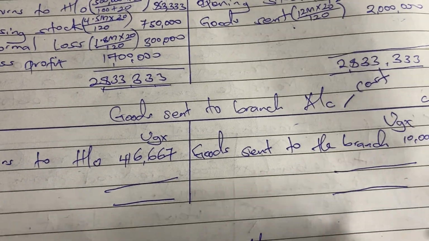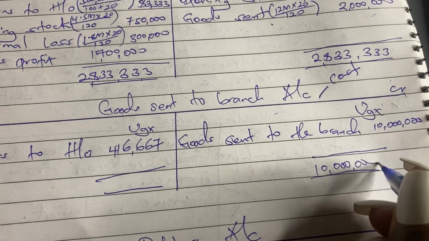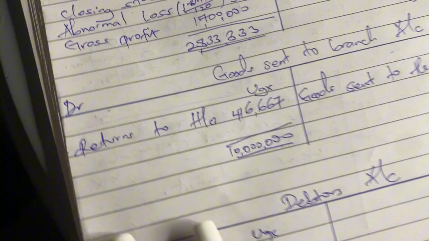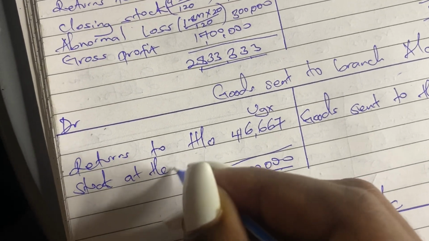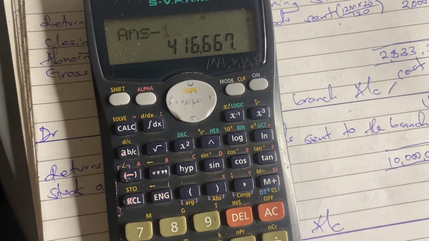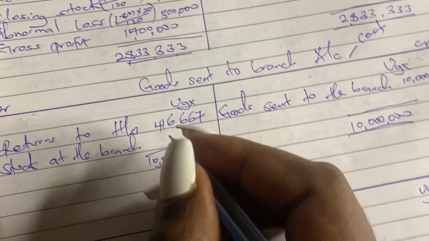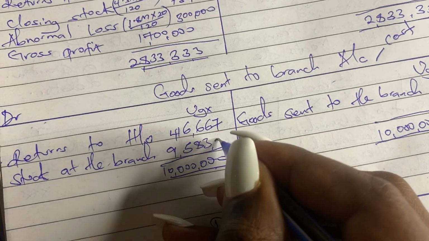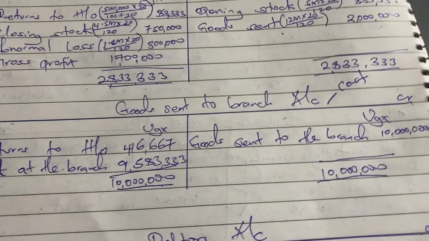This account only has two things. So this side is obviously greater, so it is 10M, then 10M. Then this minus that, so stock and the branch will be 9M500, 95833, like that. So that is the goods sent of branch account.